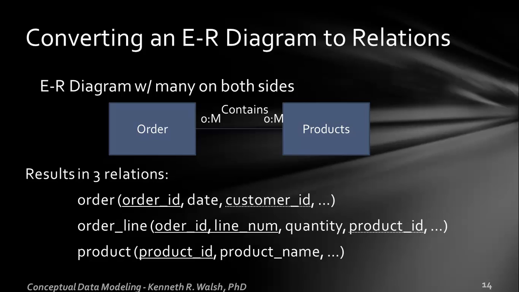Just a slightly different example. With order line, we used order ID and line number as a compound primary key. Kind of fits a little bit more with the business model. We could have gone straight to order ID, product ID, like we did in the last example, and combined the primary keys of the other two relations if we wanted to.